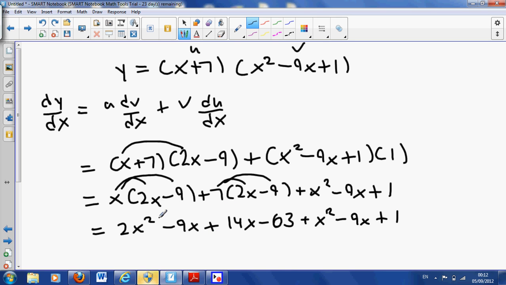Now, let's group them together. 2x squared plus x squared is 3x squared. Then minus 9x plus 14x minus 9x, so that's minus 18x plus 14x, which means basically we are on minus 4x. The next was minus 63 plus 1, which should give you minus 62. And that concludes the end of our lesson. The answer should be 3x squared minus 4x minus 62.